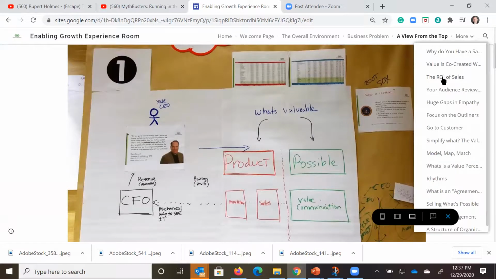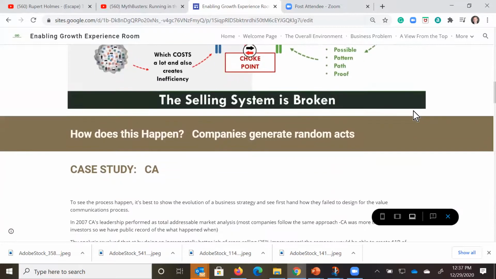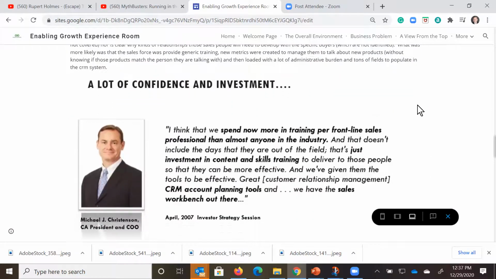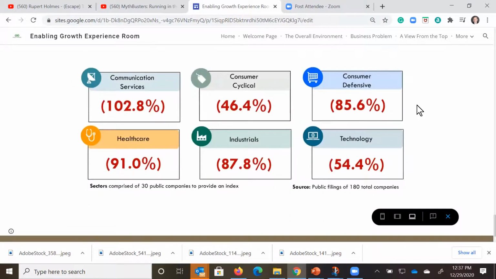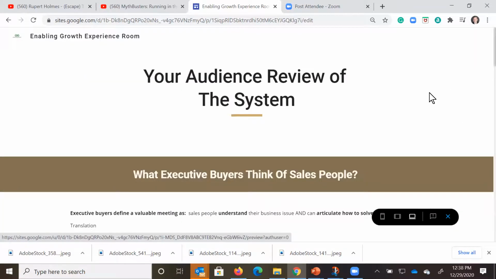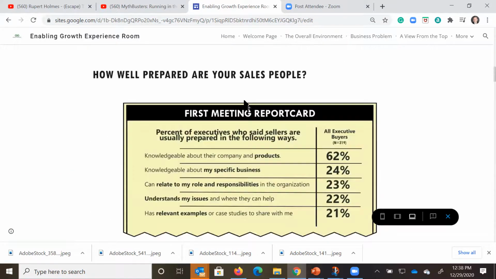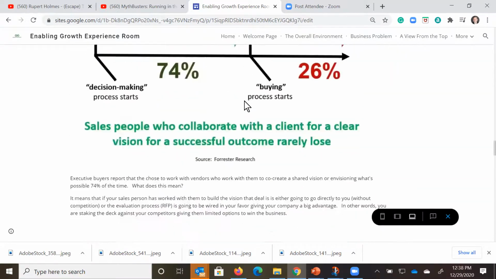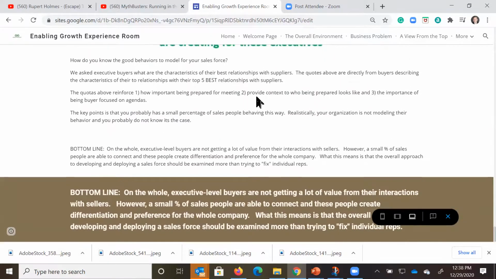Look, there's more. What's the ROI of sales? Here's a case study for CA. Wasn't this told in one of our webinars? Here's your audience review of the system. What executive buyers think. All content that we can be reusing. We just need to work on storyboarding and editing it out.